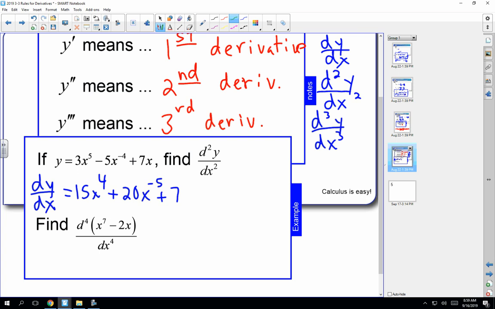And so my second derivative, d2y dx2, is equal to 60x to the third minus 100x to the negative 6th, and then the constant function 7 has as its derivative 0. So there's the second derivative.